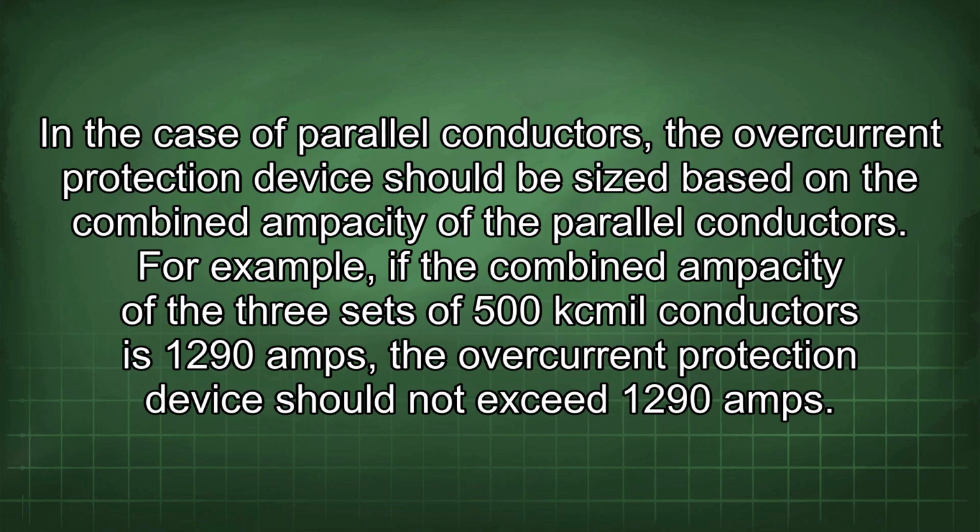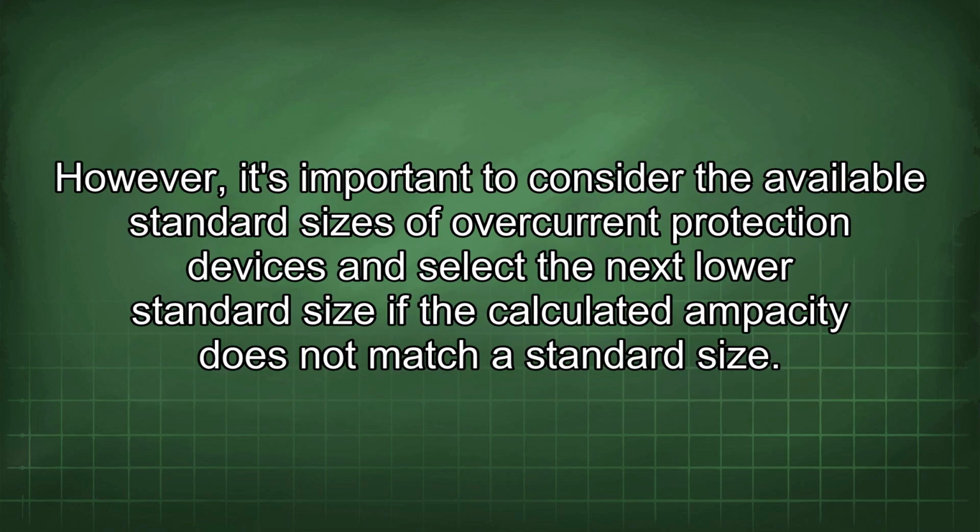In the case of parallel conductors, the overcurrent protection device should be sized based on the combined ampacity of the parallel conductors. For example, if the combined ampacity of the 3 sets of 500 kcmil conductors is 1290 amps, the overcurrent protection device should not exceed 1290 amps. However, it's important to consider the available standard sizes of overcurrent protection devices and select the next lower standard size if the calculated ampacity does not match a standard size.